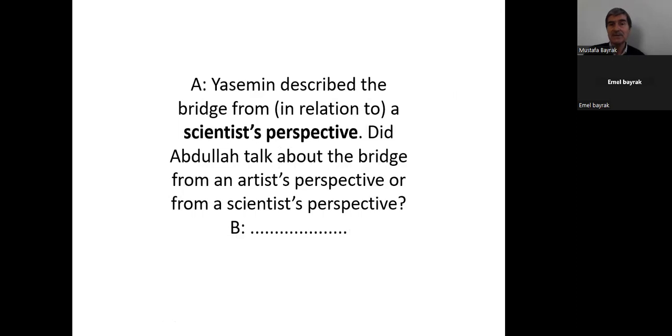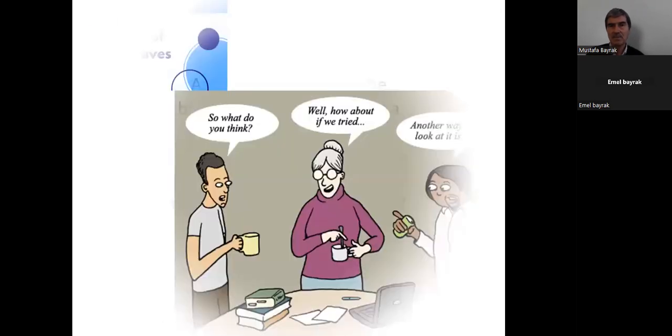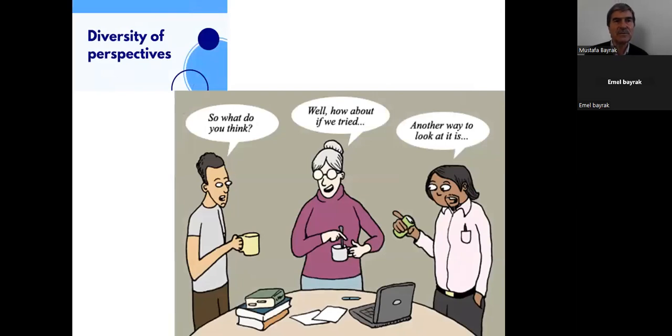Yasemin described the bridge from a scientist's perspective, in relation to a scientist's perspective. Did Abdullah talk about the bridge from an artist's perspective or from a scientist's perspective? He talked about the bridge from an artist's perspective. Here is a cartoon: diversity of perspectives. There are scientific perspectives, artistic perspectives, ethical perspectives.